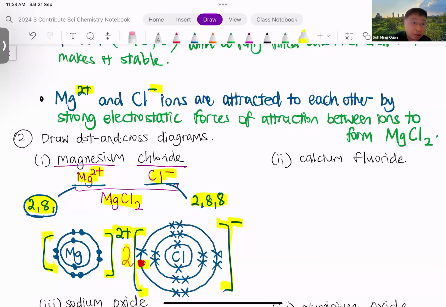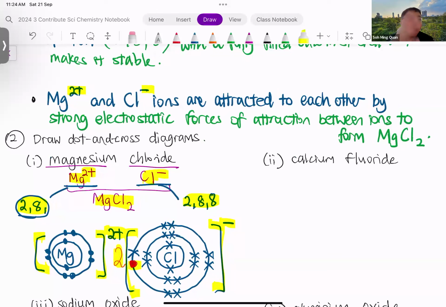So the dot and cross diagram is usually worth 2 marks. The explanation, how and why magnesium chloride is formed, is worth 3 marks. So you can imagine being able to explain is 3 marks, being able to draw is 2 marks. So that's 5 marks already. All right, so it's something that we need to be able to do and apply.